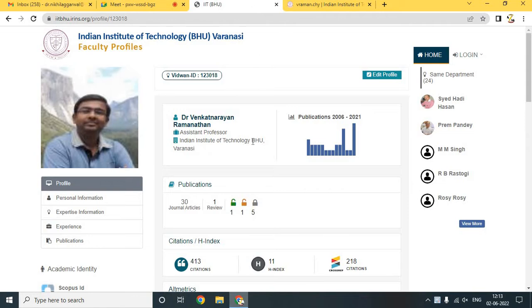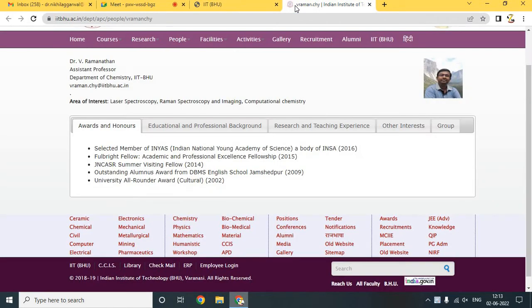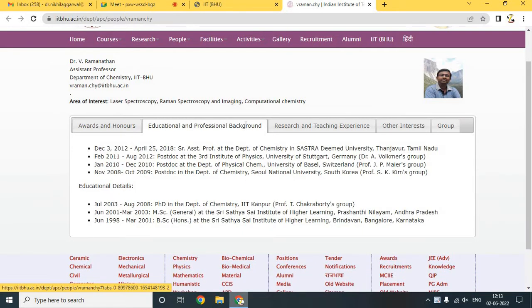So let me just give a brief introduction about Dr. V Ramanathan, although he does not require any introduction, a very prominent researcher in the field of laser spectroscopies and computational chemistry. Just a few lines for him. Dr. V Ramanathan completed his PhD, if I'm not wrong, from IIT Kanpur in 2008, and after that he went for 3 postdoctoral fellowships in South Korea, Switzerland, and Germany. Followed by that, he joined the Department of Chemistry, Shastra University in 2012, and in 2019 he joined IIT BHU as a permanent faculty as an assistant professor.